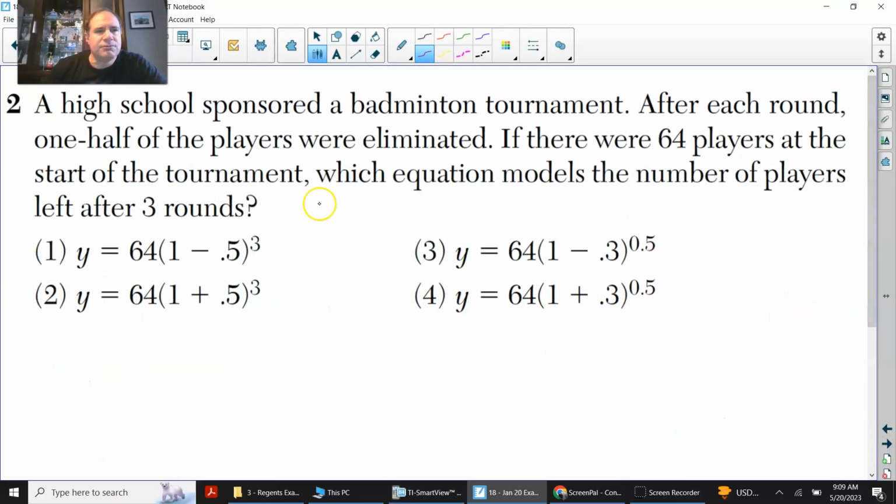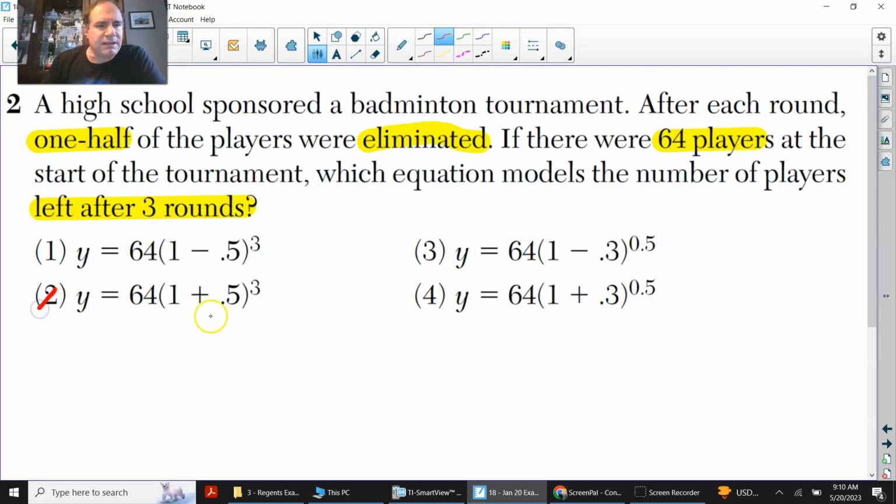All right, for number 2, a high school sponsored a badminton tournament. After each round, 1/2 of the players were eliminated. That is a very important part right there. We are talking decay at this point. 64 players were at the start of the tournament, and which equation models the number of players left after 3 rounds? Anytime that you have a decay, it is 1 minus whatever percent they're decreasing by.